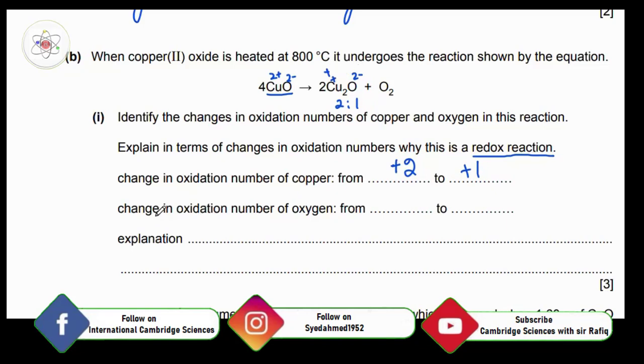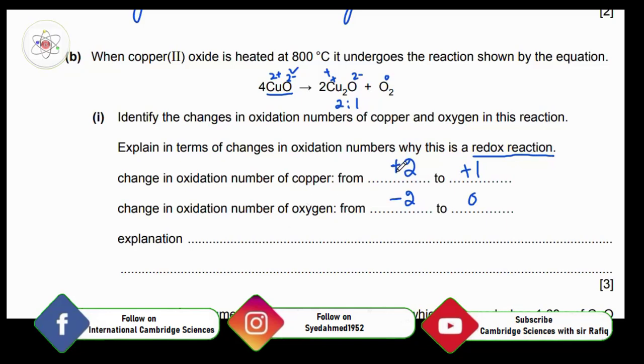So change in oxidation number of oxygen. So oxygen, as we mentioned over here, it is -2, right? And oxygen is being liberated or emitted during the reaction. So it being an element, it does not have any charge, because it is not a compound, it is an element, it does not have any charge. So from -2 to 0 is the change in oxidation number of oxygen, right?